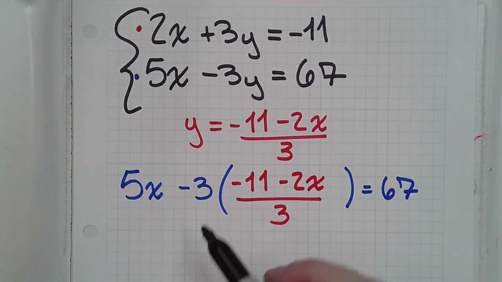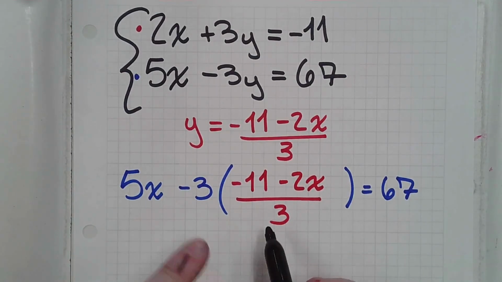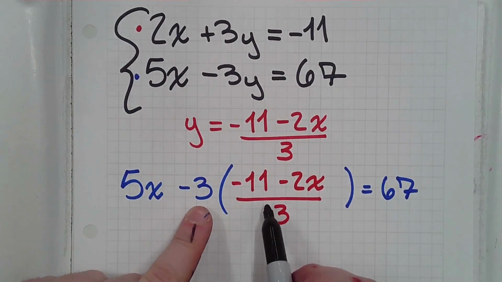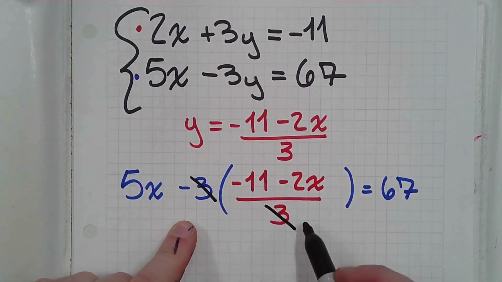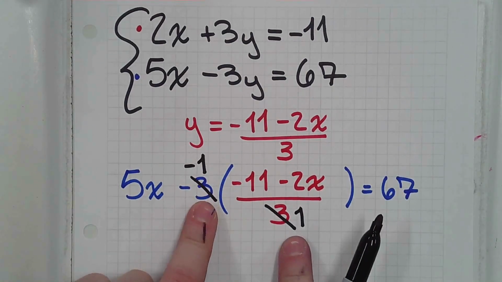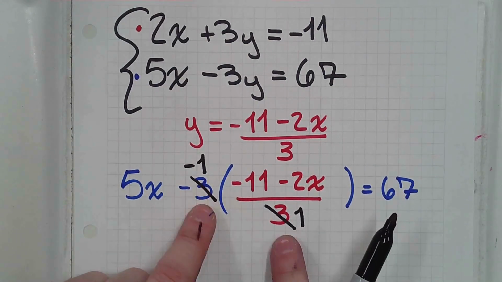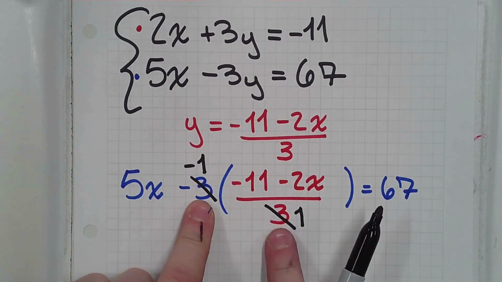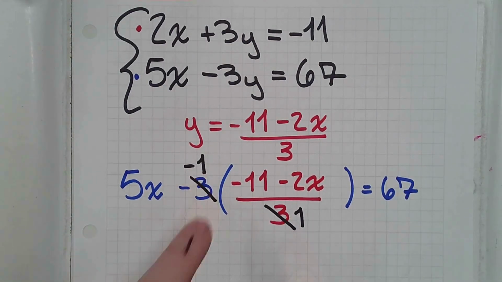So here, I could distribute the -3, but again, the reason I like this one is because dividing by 3 gets rid of this. This becomes a 1, this becomes a -1. And that's why it's important not to just cross things out. Think about what's actually going on here. -3 divided by 3 doesn't go away, it becomes -1 over 1.